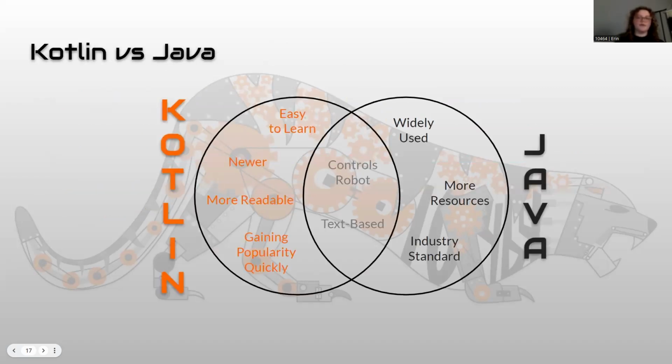So here's a little overview of Kotlin versus Java. Kotlin's very easy to learn, and it's newer and more readable because of the simpler syntax. It's also gaining popularity quickly, but Java is more widely used and therefore has more resources. It's also currently the industry standard, however, that is slowly changing towards Kotlin a little bit. But both of them will control your robot just fine, and they're both text-based.